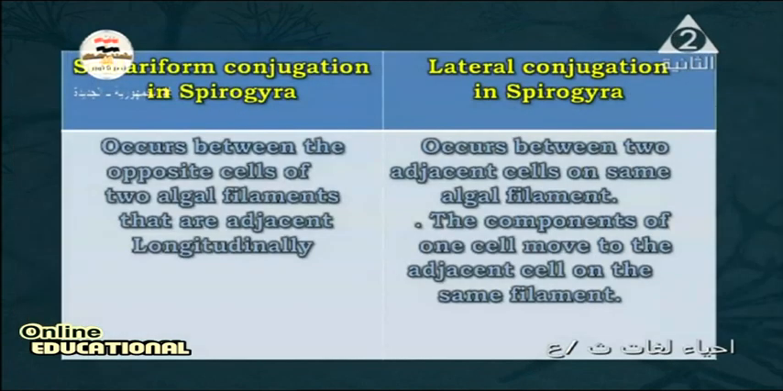There are two types, scalariform conjugation and lateral conjugation. Scalariform occurs between the opposite cells of two algal filaments that are adjacent longitudinally, while lateral conjugation occurs between two adjacent cells on the same algal filament. The components of one cell move to the adjacent cell on the same filament. This figure shows the scalariform reproduction in the Spirogyra algae.